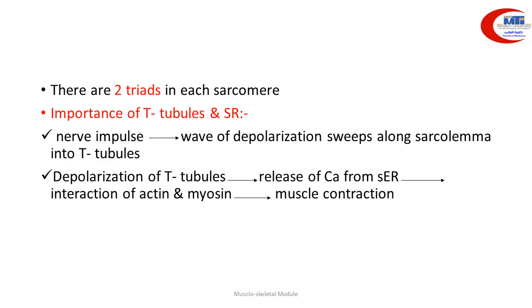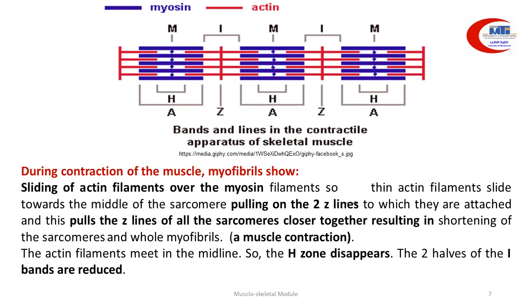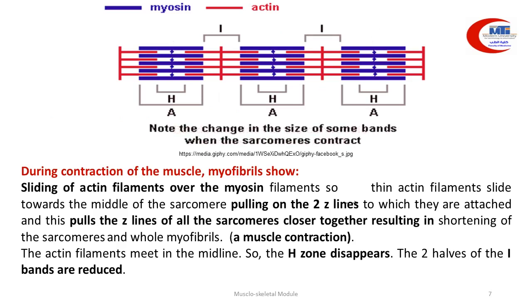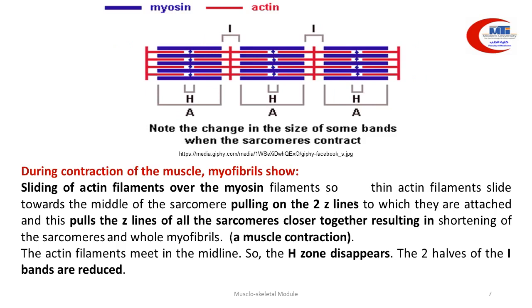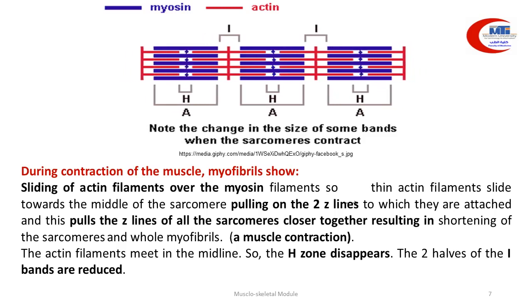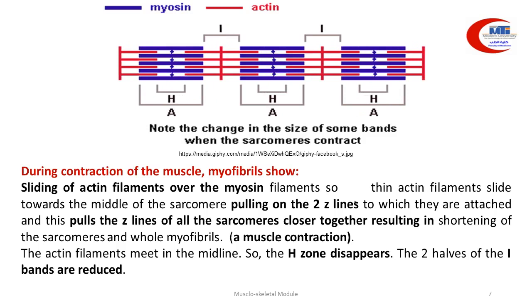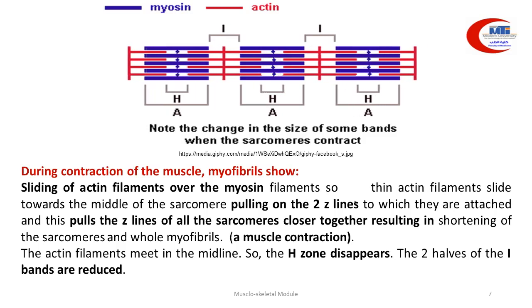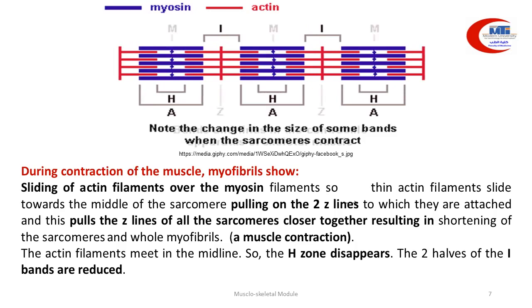When the calcium is released from the sarcoplasmic reticulum, it binds to troponin of actin filaments, leading to the interaction between actin and myosin, and finally leads to muscle contraction. So during contraction there is shortening of the sarcomere, and the I band is reduced in length while the A band remains the same length. Also the H band or zone disappears during contraction, as we can see.